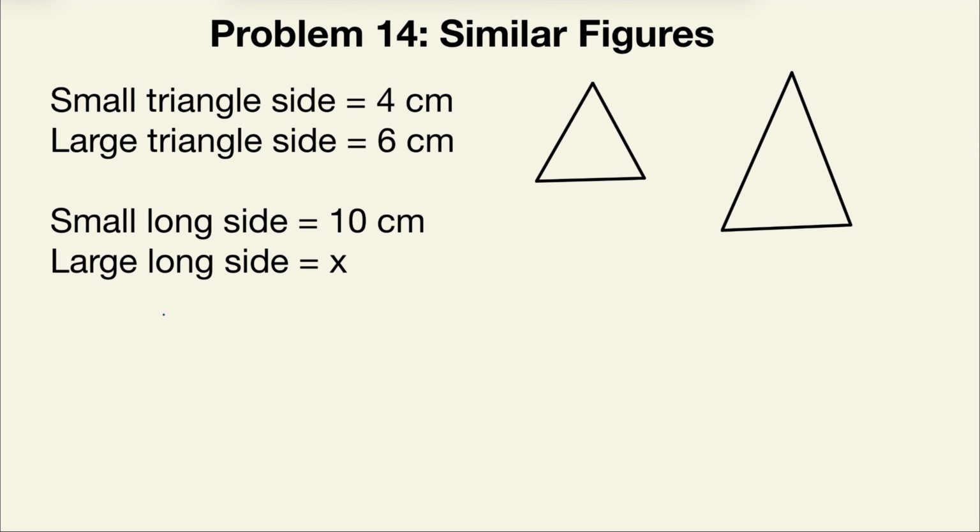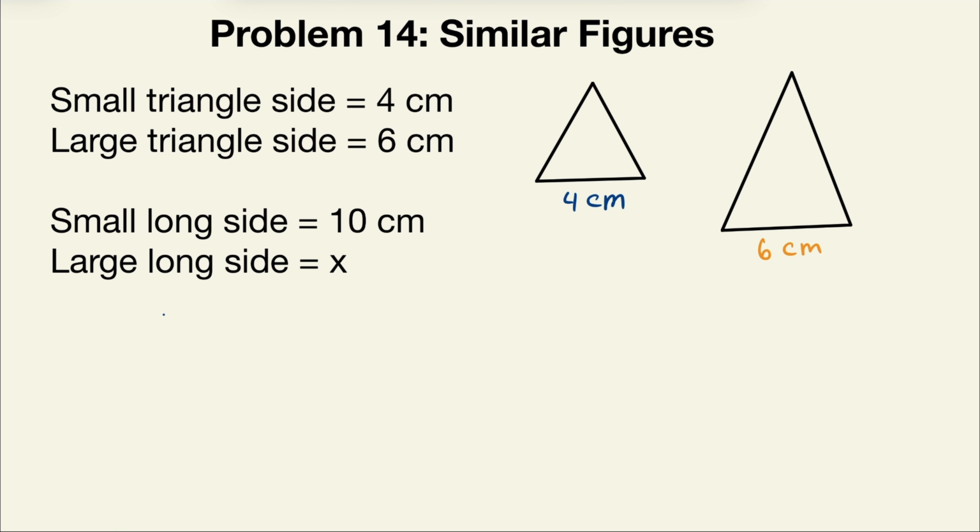Here is problem number 14. Before we set up a proportion, I would like to label the triangles. So we have a small triangle and a large triangle. They are not drawn to scale, but let's go ahead and follow the information that we're given here. So the small triangle side equals 4 centimeters. So I'll just choose a side and we'll say that this side is 4 centimeters. And we're also told the large triangle side is 6 centimeters. So we'll place that to the corresponding side.